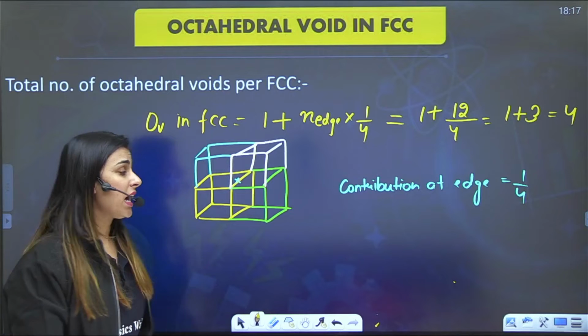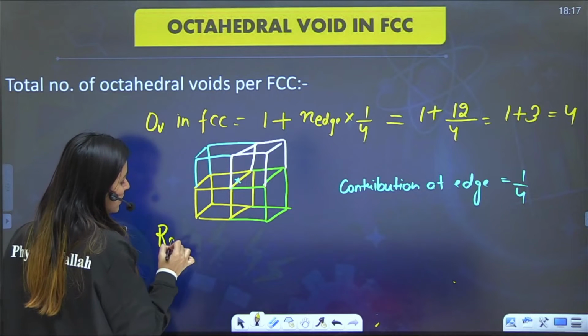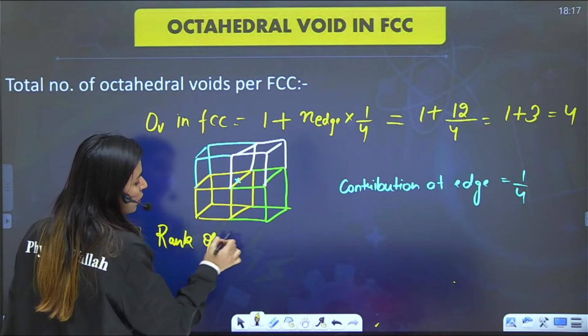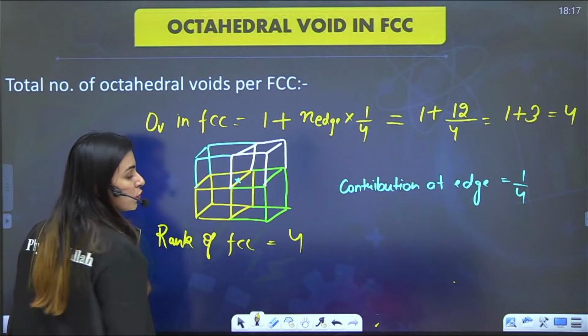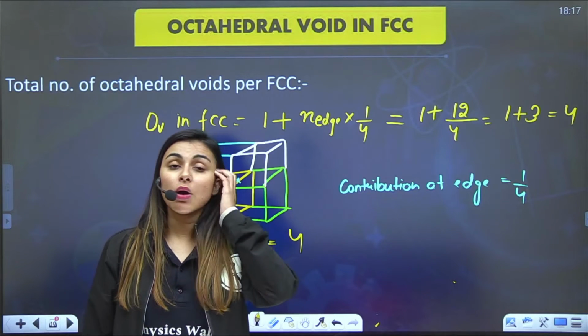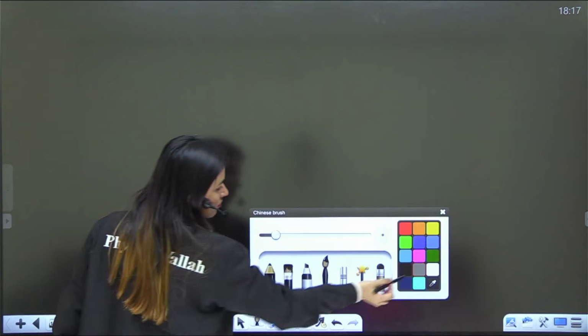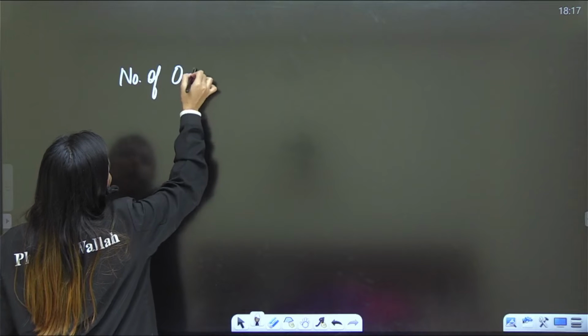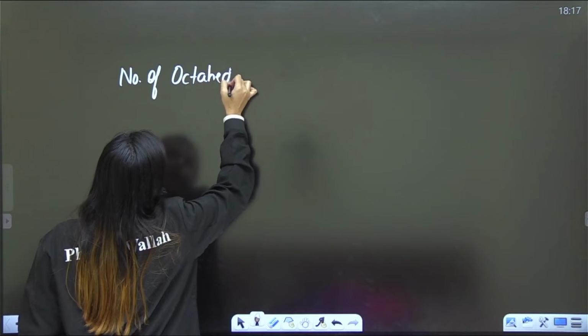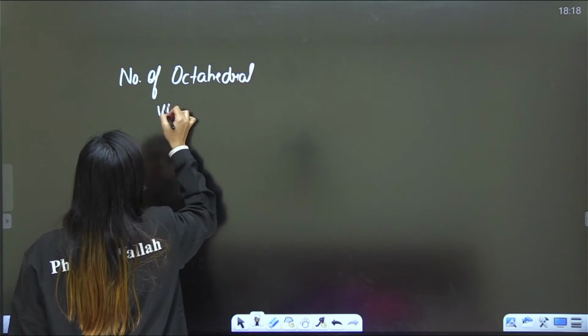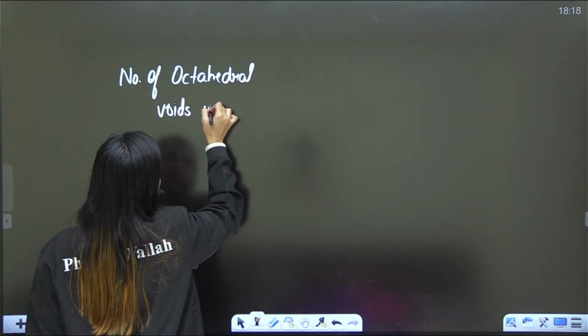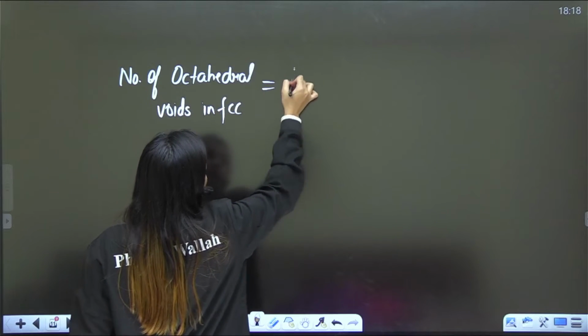Yes. Can I ask you what is the rank of FCC? Rank of FCC is also equal to 4, right? Yes. Now, can you find the relation? Now you have to find a relation, and you have to say that number of octahedral voids in FCC is always equal to the rank.